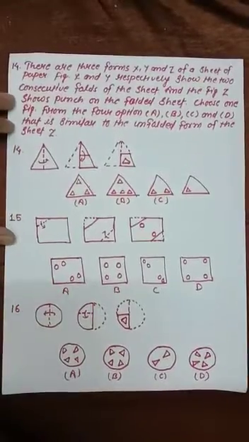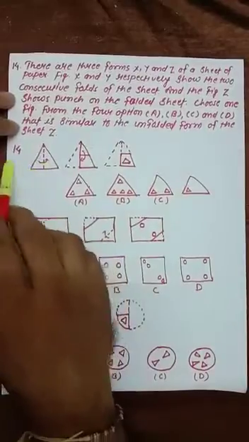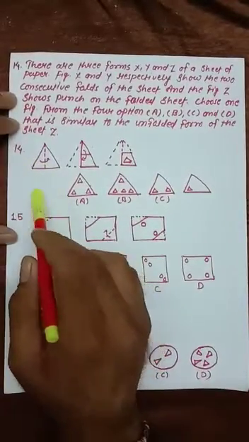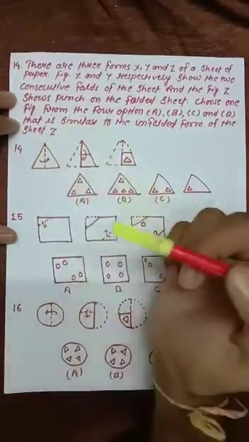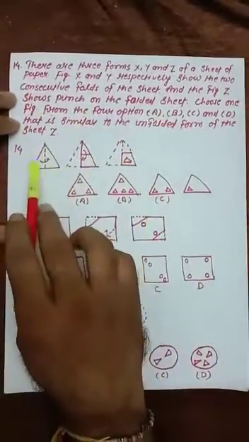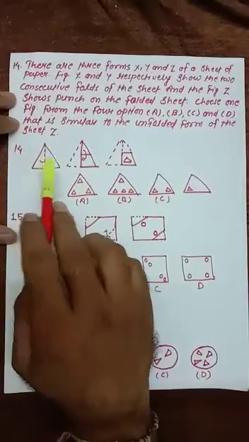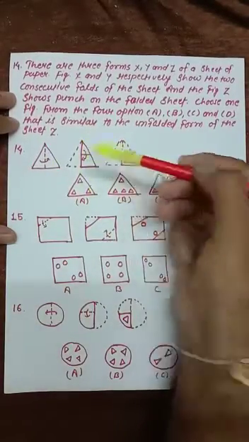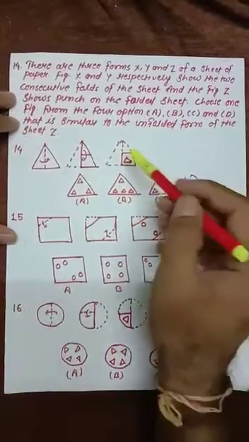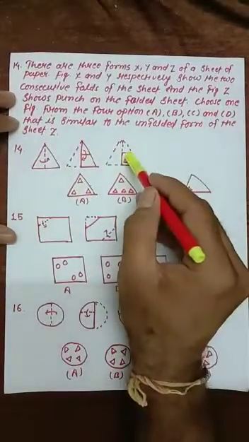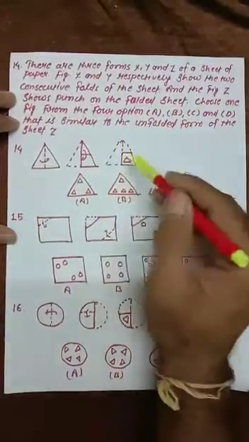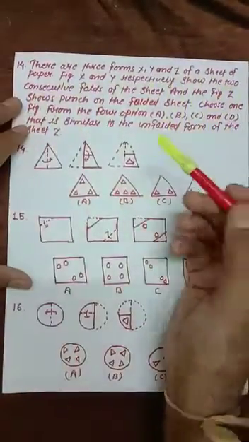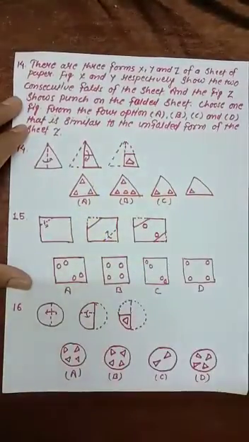Now if you want to understand question number 14, in this question we are given a triangle. In step number one we have to fold from the middle of the part. In step number two we have to fold from the upper part of the triangle, and in the third step we have to cut a triangle in the middle of the remaining paper. Now after unfolding that paper, what kind of figure do we get, we have to give the answer.